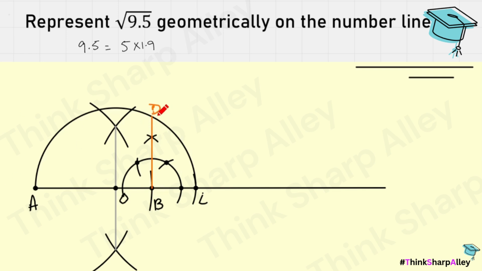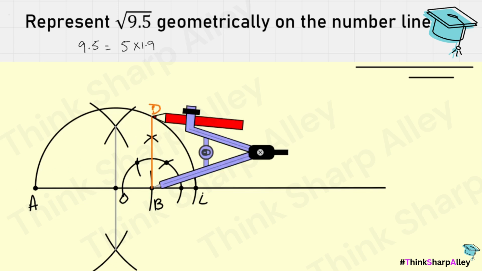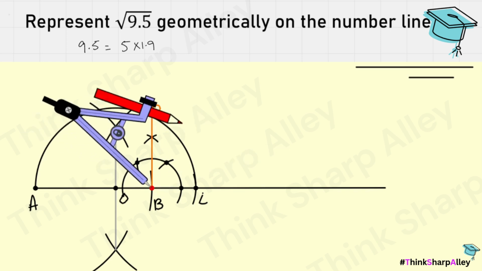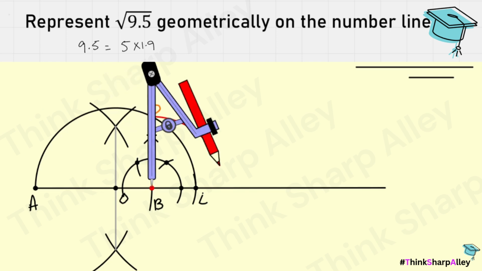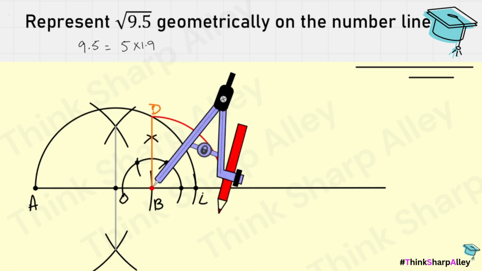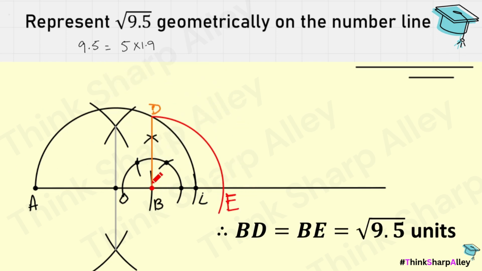Now here the length of BD is square root 9.5. So with center B and radius BD, we draw an arc meeting AC produced at E. So now BE is equal to BD, equal to square root of 9.5 units.